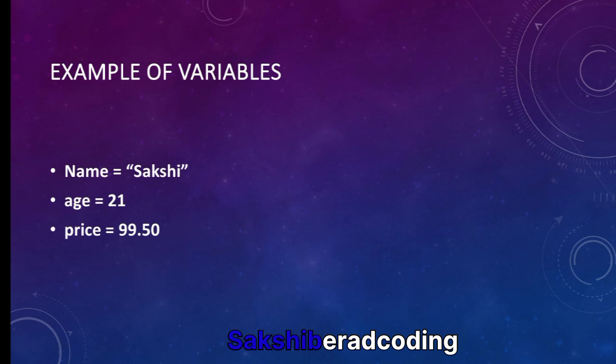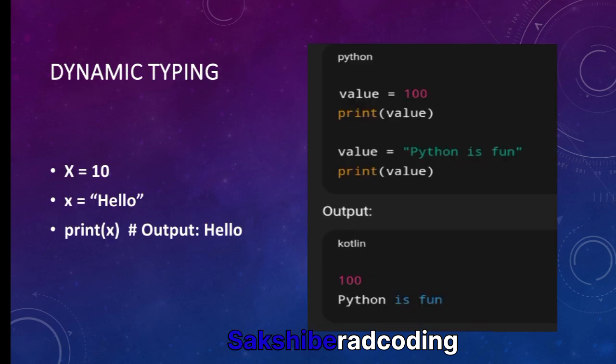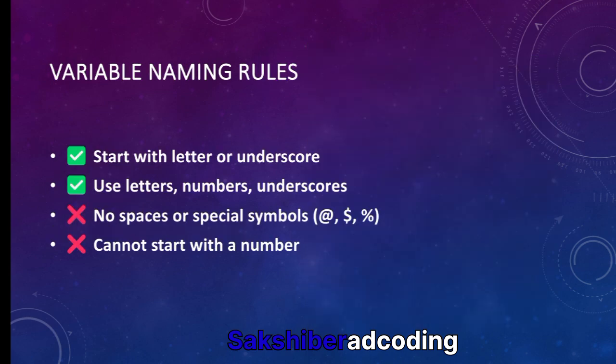In Python, you don't need to declare the type. It figures it out automatically. Here is an example: x equal to 10, x equal to hello, print x, it will print hello. This is called dynamic typing. The same variable can store different types at different times. But be careful, this can also cause confusion in big programs.